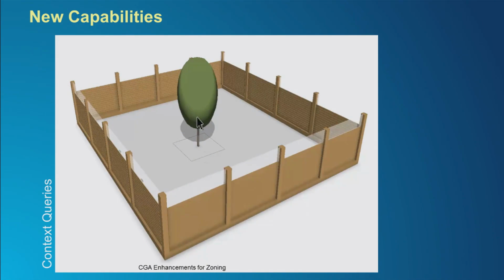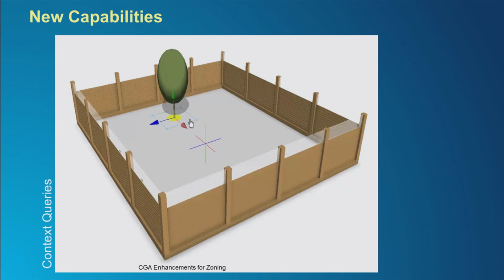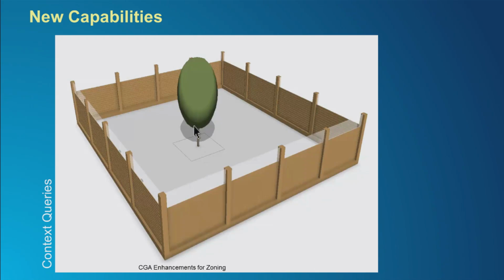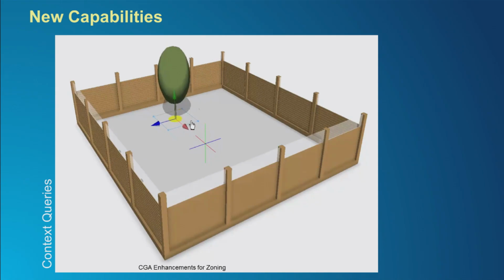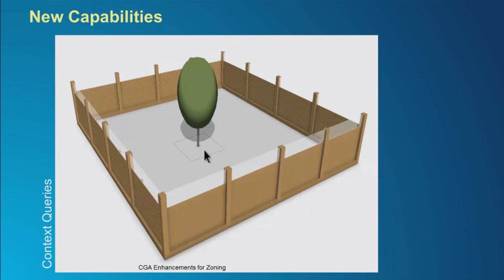And then coming in 2017 is this context query, where the rule can not just know things about the shape it's applied to, but know things about shapes that it's near. In this case, we have a tree. That tree is figuring out how big its canopy can be based on how close it is to the wall. When it gets too close, it just snuffs itself out of existence. And if it's somewhere in between, it reduces its canopy size. So context queries are really going to open up what we can do with CGA, and it's going to be especially powerful when it comes to writing zoning rules and zoning regulations.